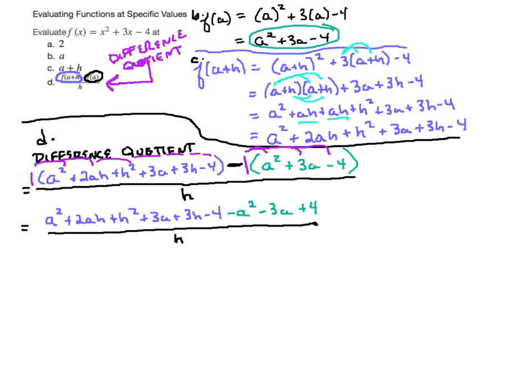Okay, here's the only satisfying part about calculating the difference quotient, because you get to slash things out. Positive a squared, negative a squared. Positive 3a, negative 3a, negative 4, positive 4. Your f of a will always go away. It's always going to have its opposite in the f of a plus h that will zero it out. So now here's what I'm left with.